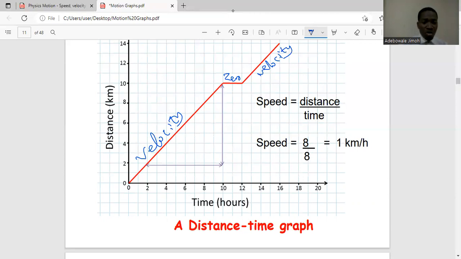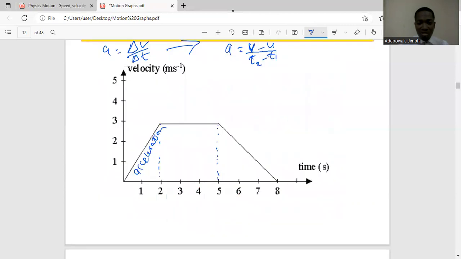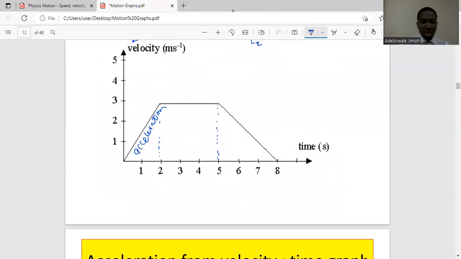The slope of a distance-time graph, this slant line, represents the velocity. While if you are dealing with a velocity-time graph, the vertical axis is your velocity and this is time. So in a velocity-time graph, the slope represents the acceleration. Now you have to calculate the acceleration of this object within the first 2 seconds.